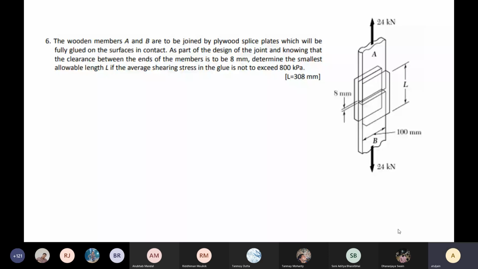They are not, because there is a gap, 24 kilonewton applied at both the ends. Yes, sir, but there are two wooden members, right? Like A and B. So wouldn't the force get distributed like half in each? Area will also become half, corresponding area. Yes, yes, the area will also become half. Okay.